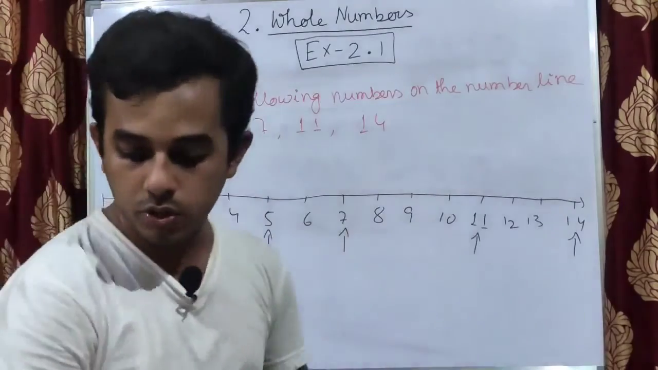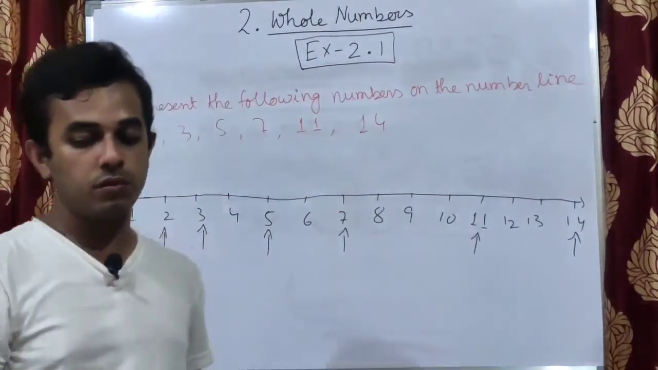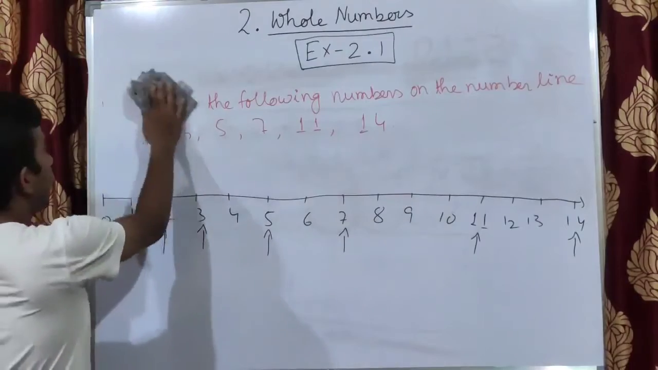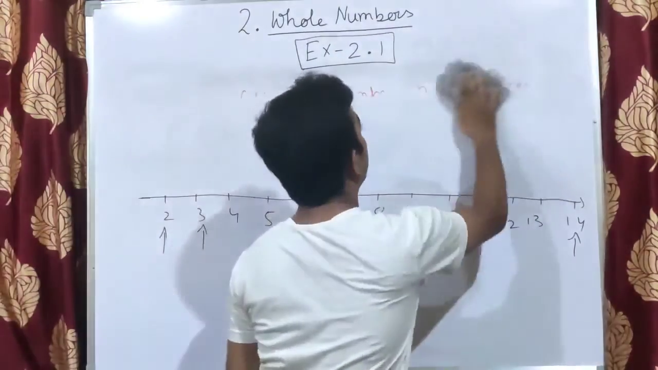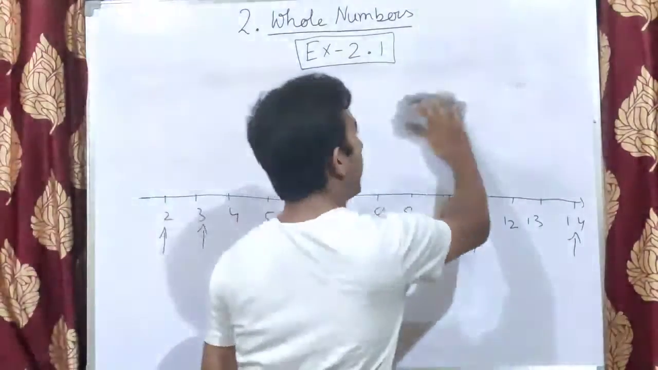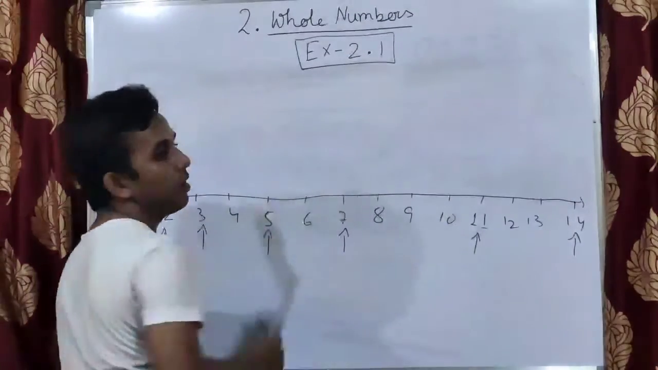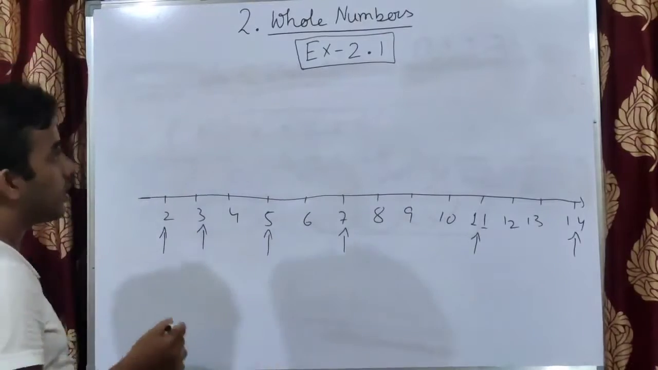Okay. Now our next question is what? Give the successor of each of the following numbers. What did successor mean? I told you in the beginning. Successor means the number which comes towards the right, exactly to the right of the number. Okay. So our first question is what?